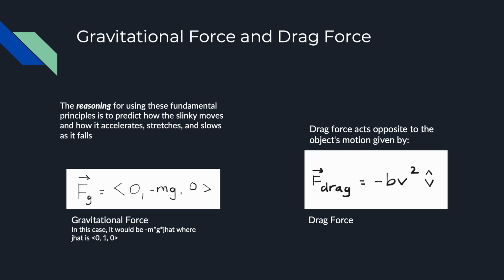Next, we have gravitational force and drag force. Gravitational force is given by 0, negative mg, 0, but in this case, it would be negative mg j hat, where j hat is 0, 1, 0. Drag force acts opposite to the object's motion and is given by F drag is equal to negative b v squared times v hat. The reasoning for using these fundamental principles is to predict how the slinky moves and how it accelerates, stretches, and slows as it falls.